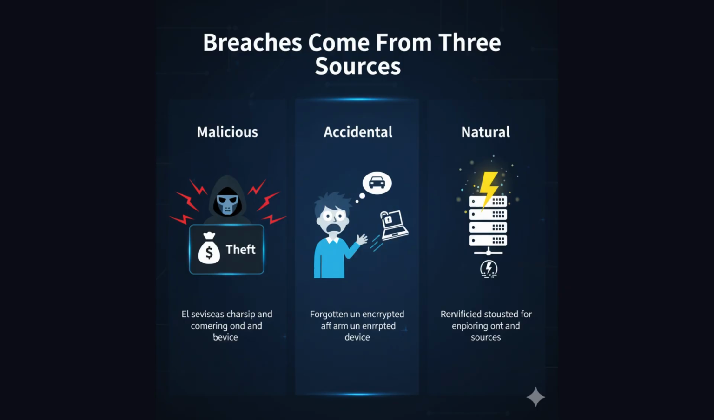Accidental activity. These are mistakes, like an employee leaving an unencrypted laptop in the back of a taxi or a rideshare car. This is a massive risk to confidentiality that we must constantly train against. Natural activity. Threats we can't control. Think of an earthquake destroying a data center, making critical services unavailable.